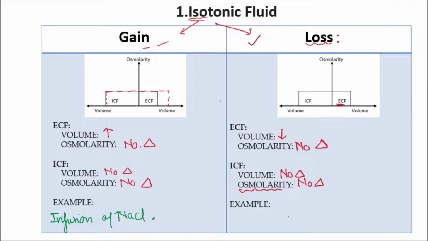And here the examples for this are hemorrhage, diarrhea, and vomiting. So our graph will be like that: a decrease in volume of the ECF compartment, and no change in the osmolarity of ECF and ICF, and the ICF volume is the same. So the new graph will be like this.